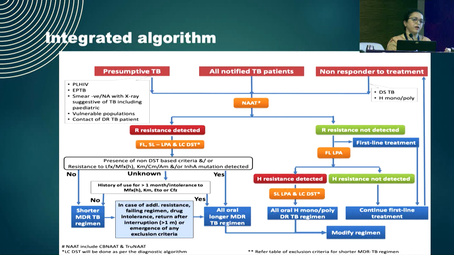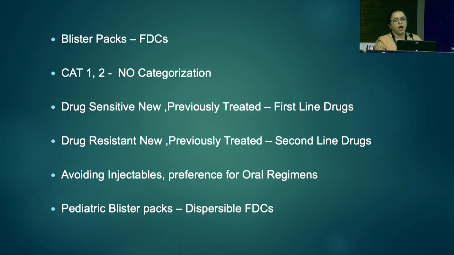So the new things in NTEP is that now FDC is the first line, or the HREZ is available as fixed-dose combinations, available in blister packs according to weight bands. We no longer categorize TB into CAT 1 and CAT 2, but we categorize it into drug sensitive and drug resistant, irrespective of whether it is new or previously treated. Injectables are not preferred, and we have preference for oral regimens. So as I've told you in the previous slide, injectables are a strict no-no even for drug resistant tuberculosis, and pediatric dosages are also available in blister packs.